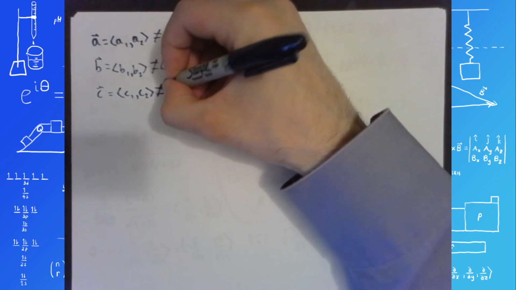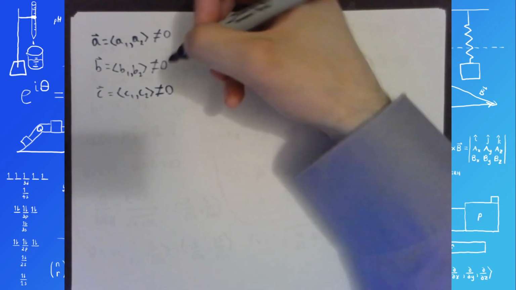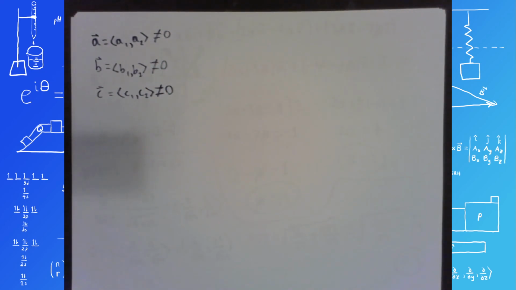If a vector is equal to zero, by the way, that means all of its components are zero. Probably obvious, but remember that. It can be easy to forget in the heat of the moment. Sometimes for trick questions, it is an important fact to take advantage of. So it says if A1 B2 minus A2 B1 does not equal zero, then show there are two scalars, alpha and beta, such that C equals alpha A plus beta B.